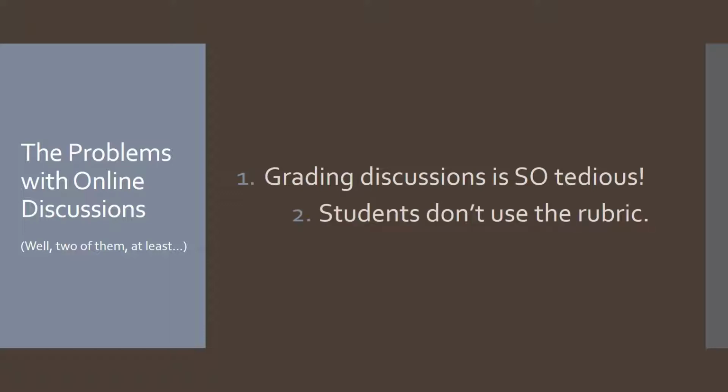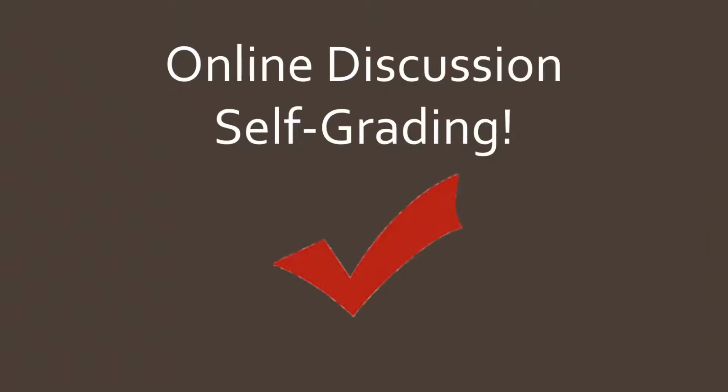And you aren't alone if you feel like students don't read or use your feedback or the rubric to compose their posts. And after all that time you spent crafting those things. But there's a better way. Online discussion self-grading. I know, it sounds crazy, but it's not crazy. It's creative and it's totally doable. So stay with me. Here's how it works.